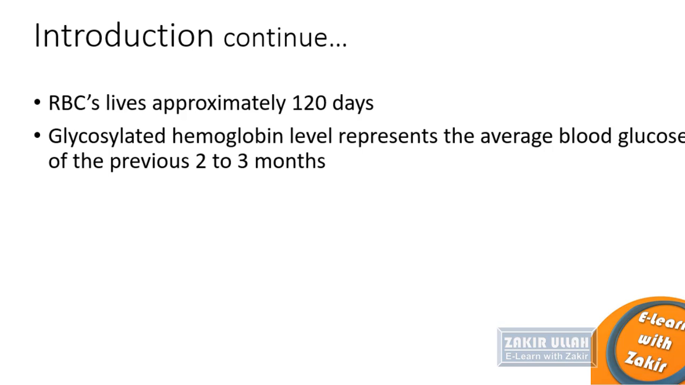As long as the RBC is living and performing its normal functions, the glycated hemoglobin is also attached to the red blood cell. When the red blood cells die, these glycated hemoglobins are also degenerated and destroyed.